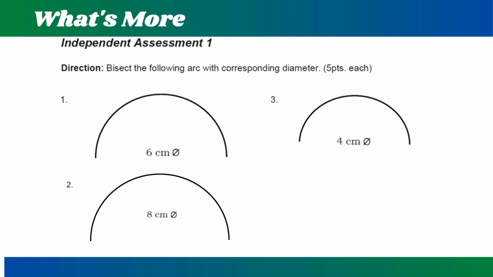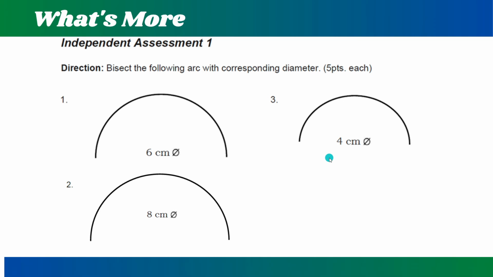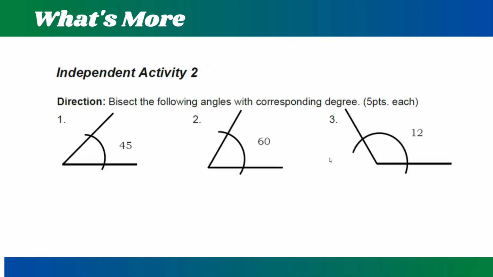For the independent assessment 1, you're going to bisect the following arcs with the corresponding diameter. We have number 1, 6 cm, number 2, 8 cm, and number 3 is 4 cm. For the independent activity 2, bisect the following angles with corresponding degree. Number 1 is 45 degrees, number 2 is 60 degrees, and number 3 is 12 degrees.